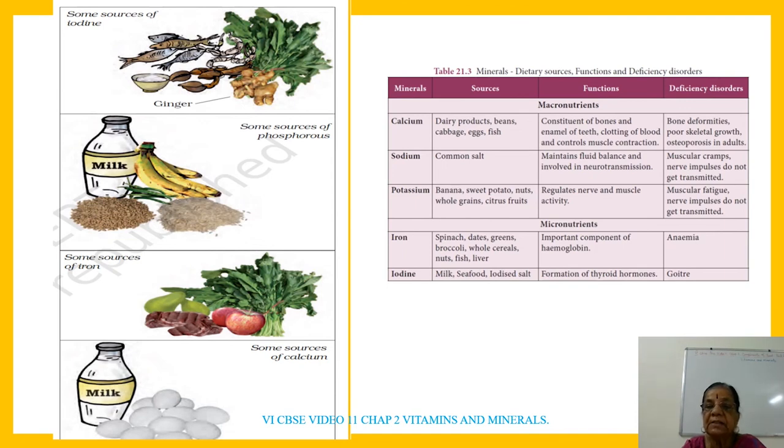Same with iodine: it is in milk, seafood and iodized salt, and it is mainly important for formation of thyroid hormone. Thyroid is an endocrine gland which secretes hormone thyroxine. If that thyroxine is not secreted properly, it causes the condition called goiter. The neck becomes big like this, that is called goiter. I hope you follow. So this is for mineral function and deficiency disorder. The source picture, just follow it.